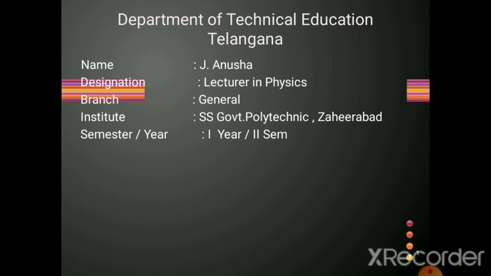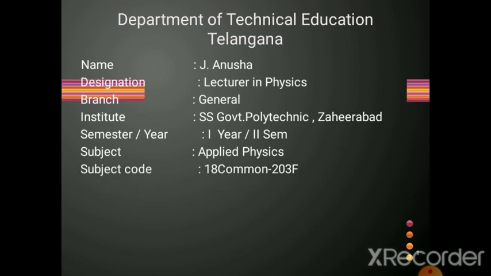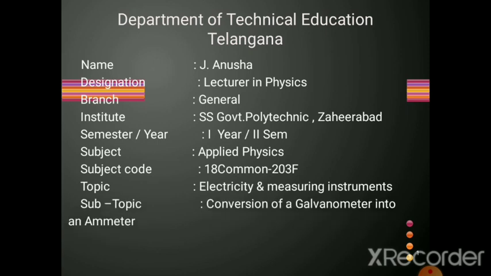For first year second semester students, the subject I am dealing with is Applied Physics with the subject code 18 common 203F. The topic we are discussing is the fifth chapter of our syllabus, Electricity and Measuring Instruments. In today's class, we are going to study the conversion of a galvanometer into an ammeter.